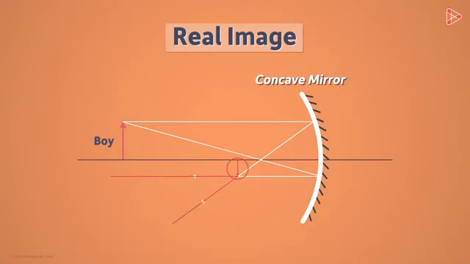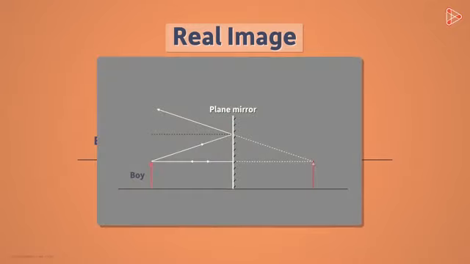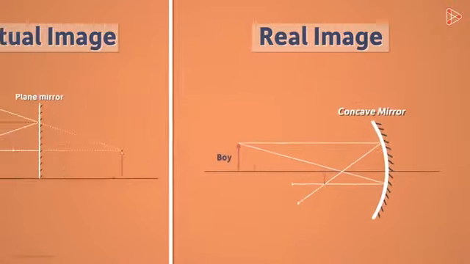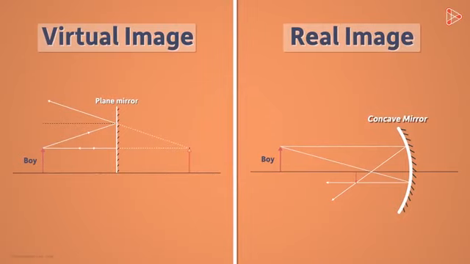When we look at the real image formed by a concave mirror, it also seems to us that the light rays are diverging. But here the rays actually are diverging from a point in front of the mirror. Whereas in the case of a plane mirror, it appears to us that the rays were diverging from the point behind the mirror. So did you understand the difference between a virtual image and a real image?